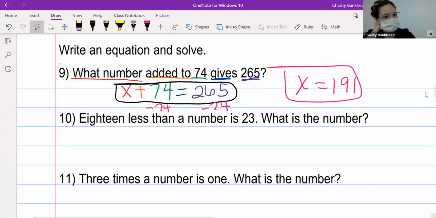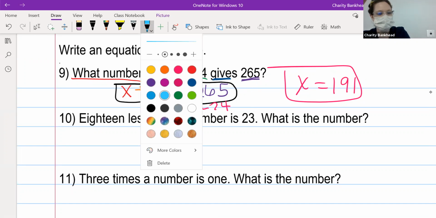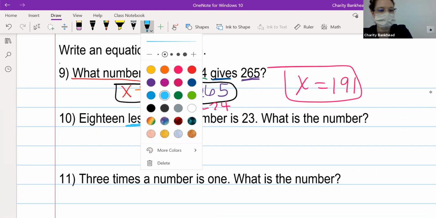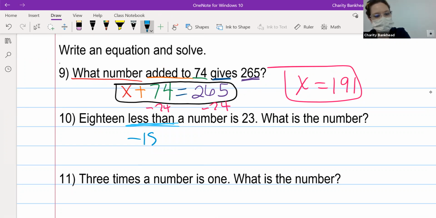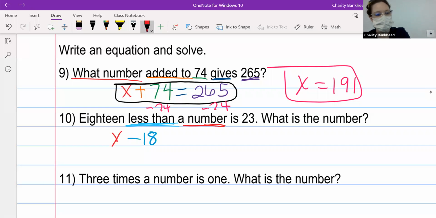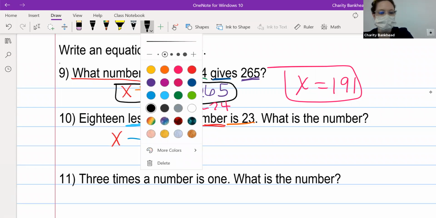Okay, so number 10 says 18 less than a number is 23. What is the number? Okay, so again, when you see the word less than, so 18 less than, it's going to be something minus 18. 18 less than a number, so that would be x. X minus 18 is 23, so equals 23. X minus 18 equals 23, that's the equation.